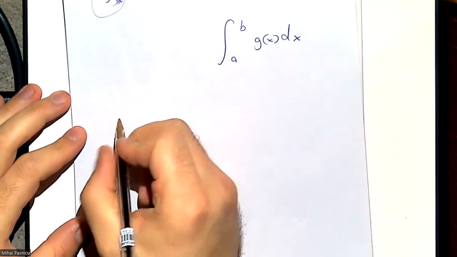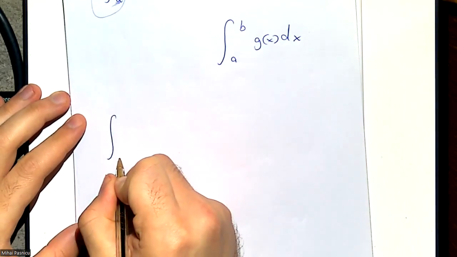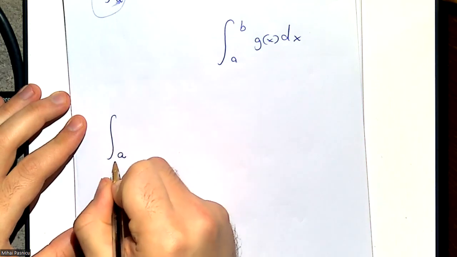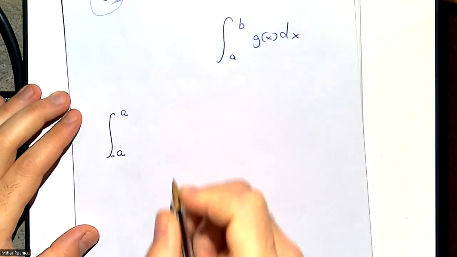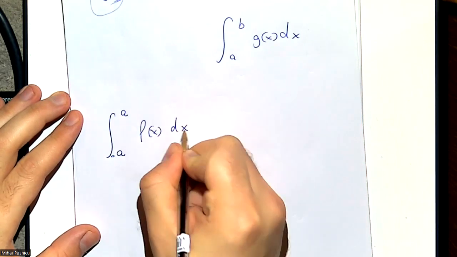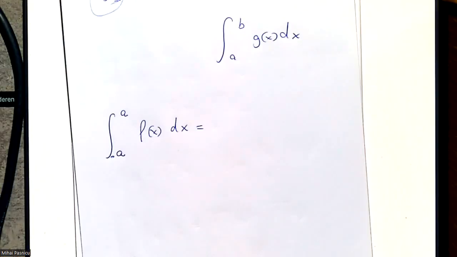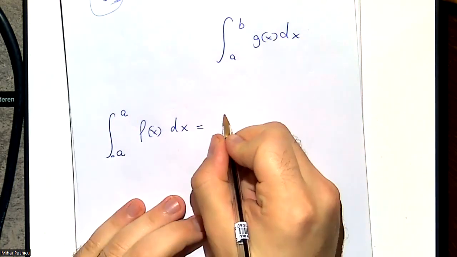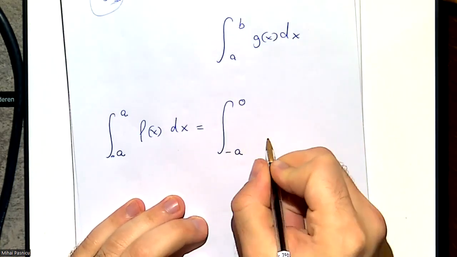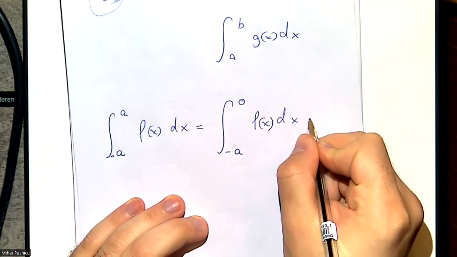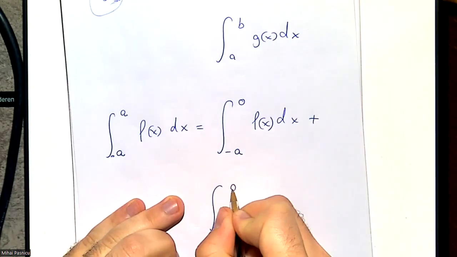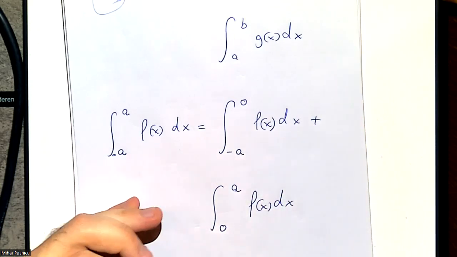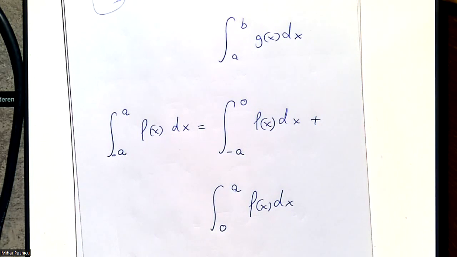What do I mean by this? If I have the integral from minus A to A of F of X, dx, what is this equal to? The idea is that you can split the integrals along this minus A, A. So I can just write this as the integral from minus A to zero, F of X, dx, plus what's left? The integral from zero to A of F of X, dx. So I'm just splitting across this from A to B kind of thing. I can split it however I want to.